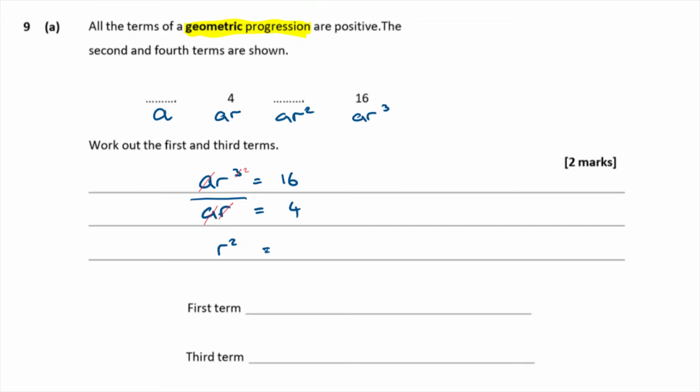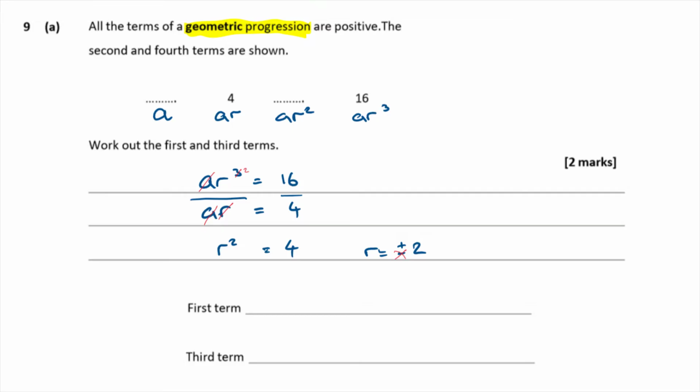And that is going to be equal to 16 divided by 4, isn't it? 16 divided by 4 is 4. Now that makes r root 4, which could be positive 2 or it could be negative 2. Now, it does say that all the terms of the geometric progression are positive, so we're going to exclude the negative solution as a possibility. It can't be minus 2 because I'd get positive, negative, positive, negative. So now I know that r is 2.